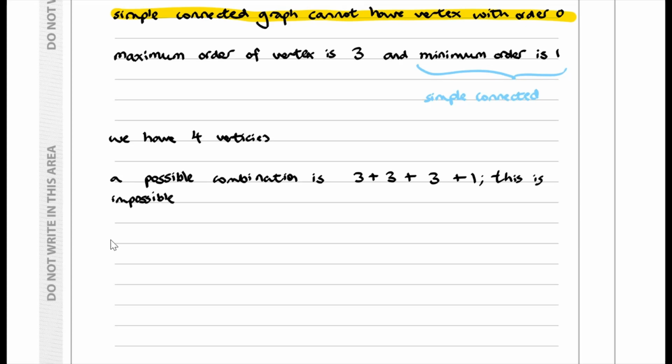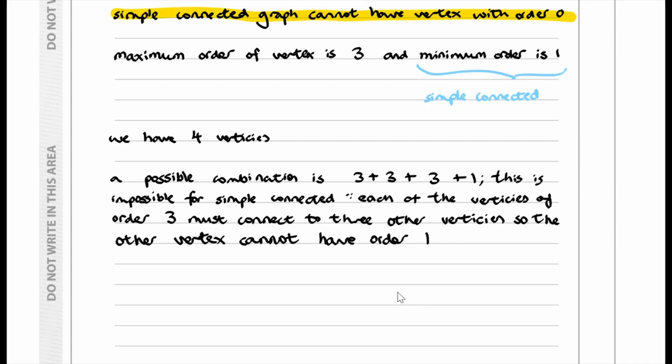And the reason it's impossible is that this is impossible for a simple connected graph. Okay, and the reason it's impossible is because each of the vertices of order 3 must connect to 3 other vertices. So each of the vertices of order 3 must connect to 3 other vertices, so the other vertex cannot have order 1.